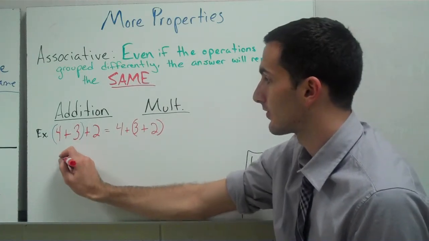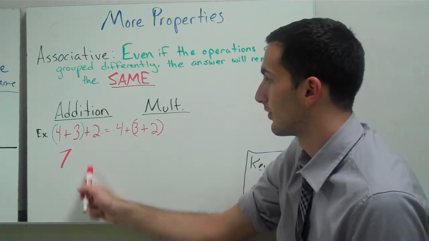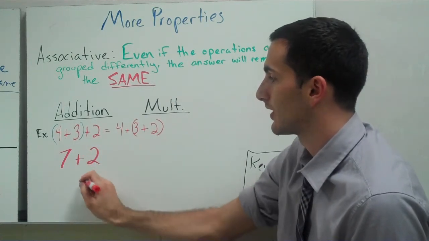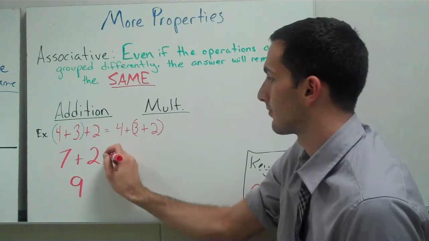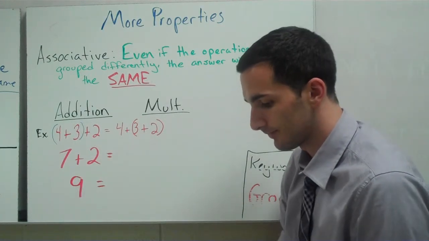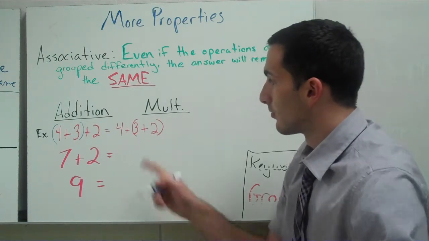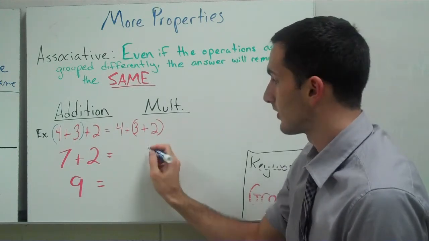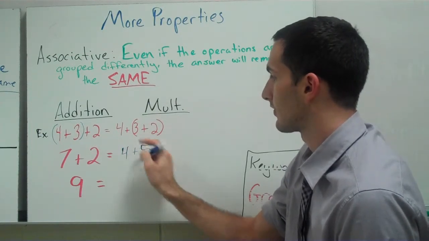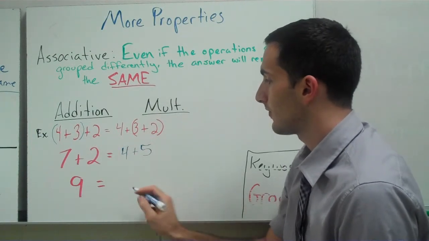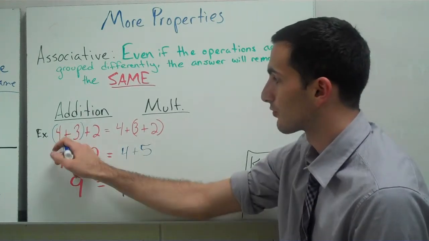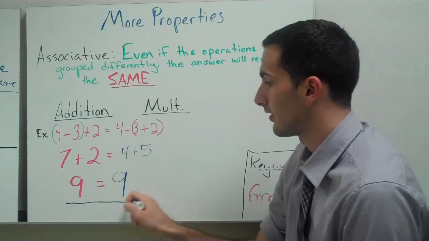Alright, so order of operations, parentheses first. 4 plus 3 gives us 7. We bring everything else down, so plus 2. 7 plus 2 gives us 9. Bring down your equal sign. Now let's try this one out. Parentheses first, 3 plus 2 gives us 5. Bring down our 4 and the plus sign. 4 plus 5 gives us 9. So even though they were grouped differently, we still got the same answer.